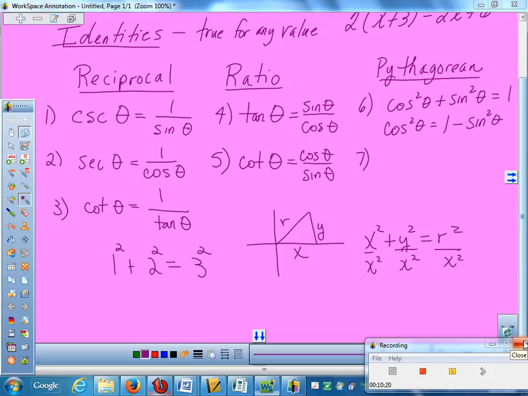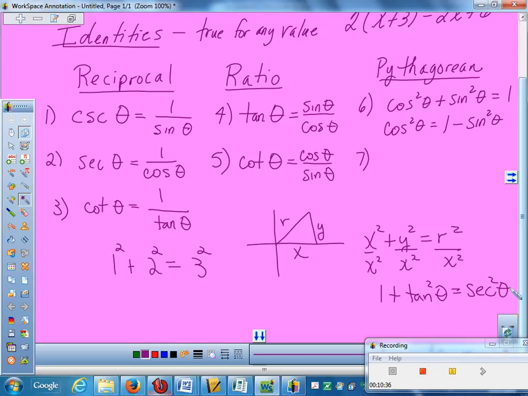It's okay. So, you'll notice this time I took the same problem, but this time I divided them all by x squared. What will I get? You're gonna get, X over x is 1. What's y over x? Tangent. So that would be tangent squared. And r over x is secant. So I would have it equals secant squared.